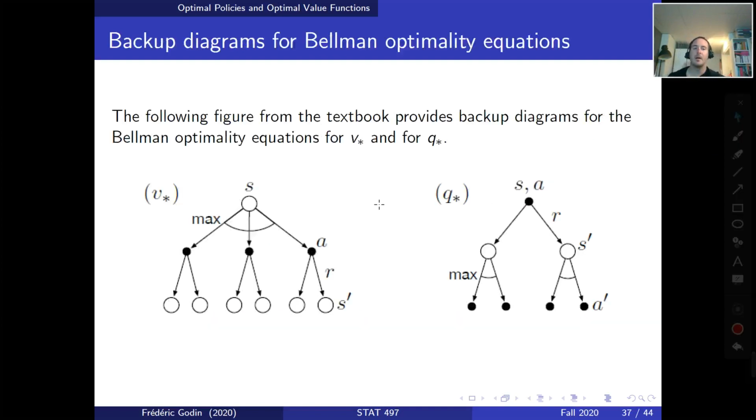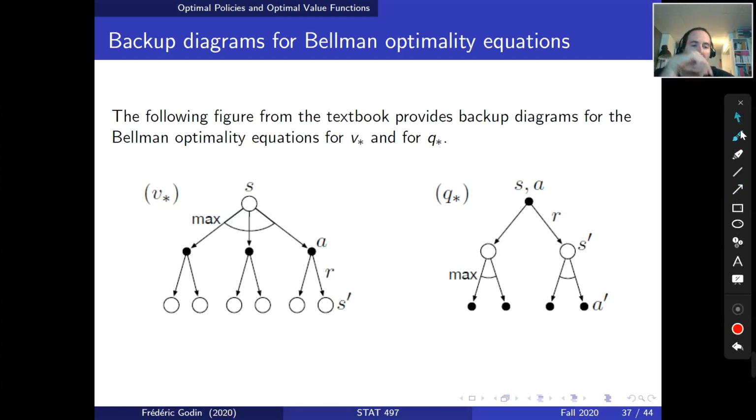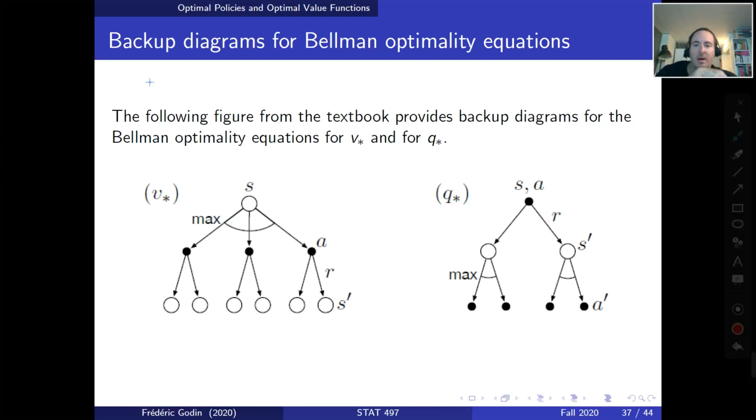Okay. So again, all these equations seem a bit complicated to remember. In practice, if we want to remember them, it's often useful to draw small diagrams. The recursion for the optimal value function can be summarized by this diagram. I won't write the whole expression, but I'll simply summarize it.